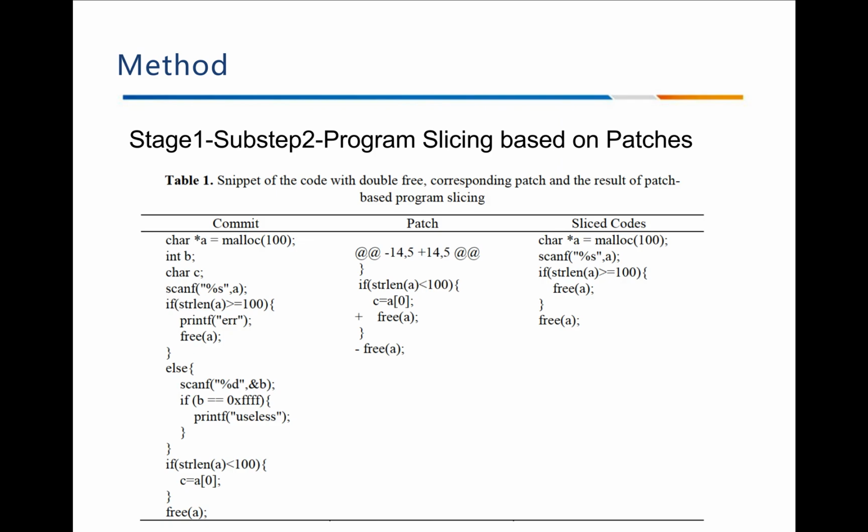We take the deleted free(A) statement in the patch as the slicing criterion to get the forward slice and backward slice. These sliced codes contain the key statements showing that variable A is freed twice, and there are no statements unrelated to vulnerabilities, which demonstrates that patch-based program slicing can effectively extract the critical code lines related to the vulnerability.